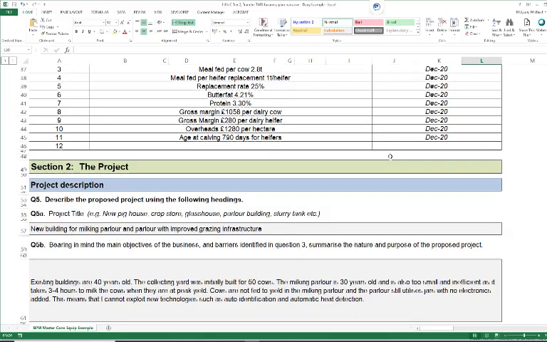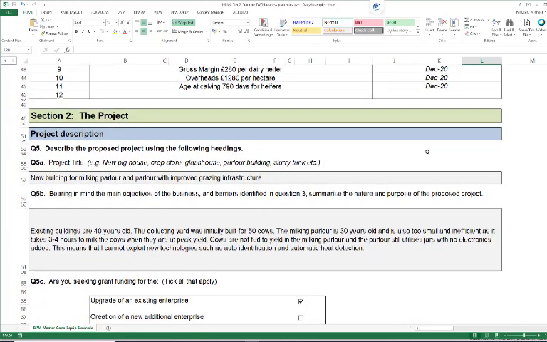In terms of the project itself, in 5b, describe succinctly, summarising the nature and the purpose of the project, and a description of how it will transform your business, particularly in terms of scale of operation or efficiency of production.